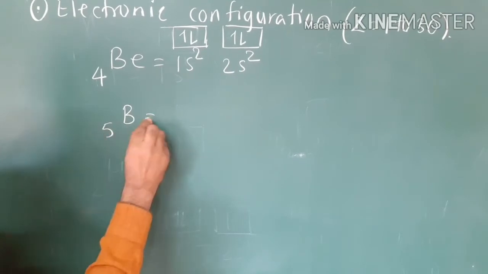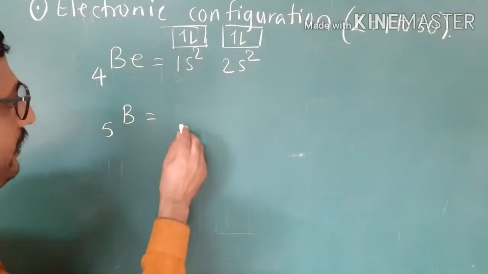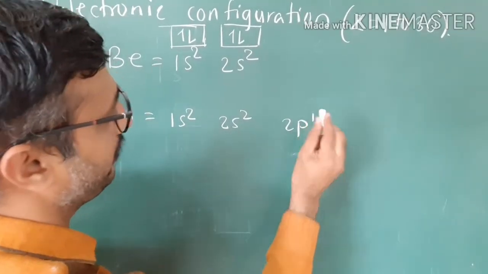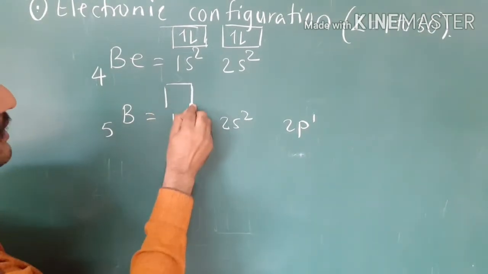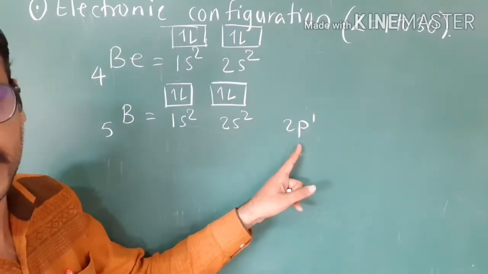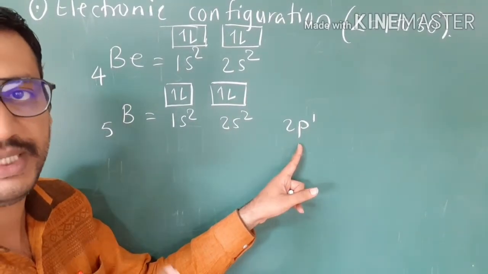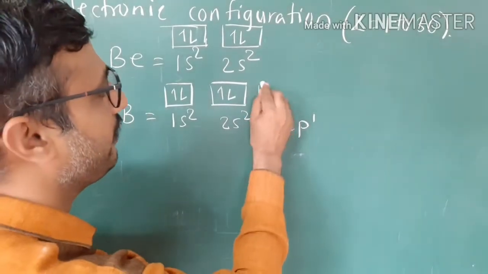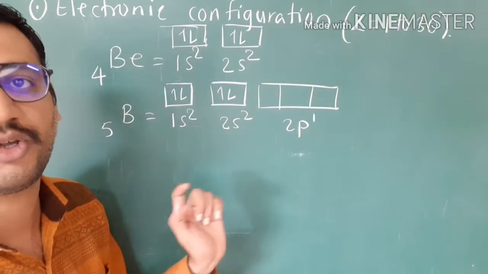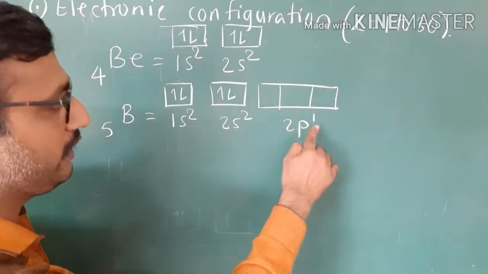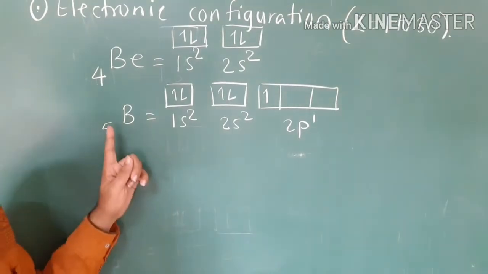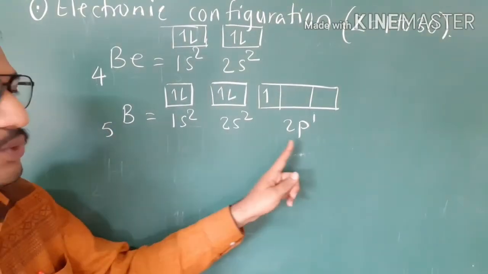Boron, atomic number 5. How are the 5 electrons of boron distributed? Here it is 1s2, 2s2 and 2p1. The 1s subshell consists of 2 electrons, the 2s subshell consists of 2 electrons, and the p subshell, we studied, is made up of px, py and pz, 3 orbitals. Wherever the p subshell is represented, we should show 3 blocks, meaning 3 orbitals. Amongst the 3 orbitals, there is only one electron, so that electron is in the first orbital. So the electronic configuration of boron is 1s2, 2s2, 2p1.